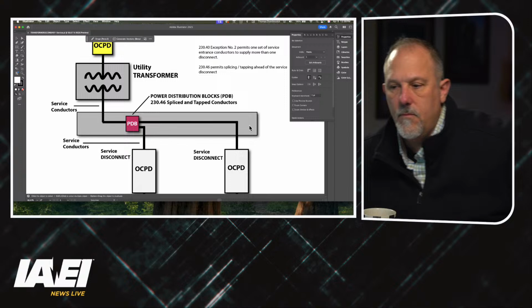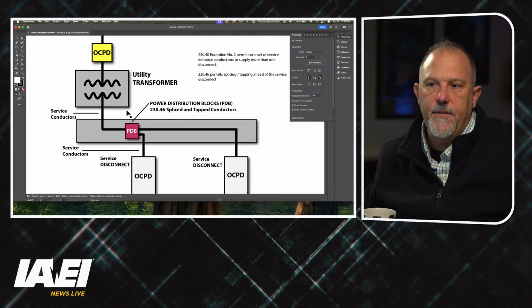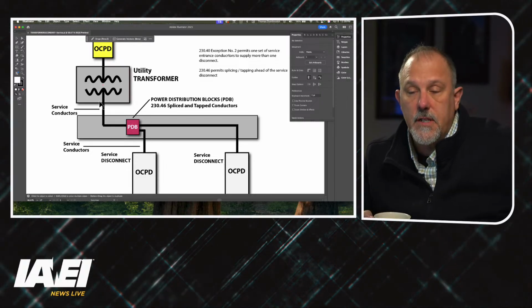Let's talk about service. Your typical service installation. All right. So in a service, you're going to have a utility transformer. You'll have the service conductors. We'll have rules for protection of those service conductors.